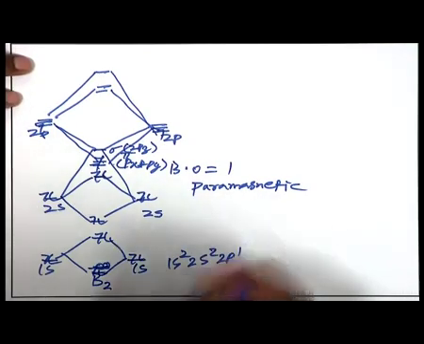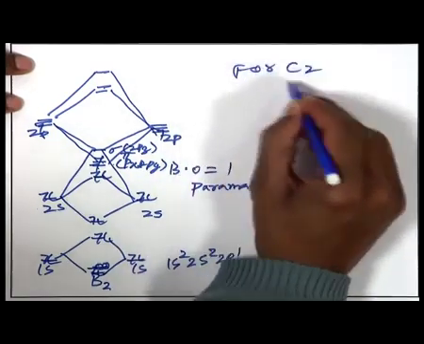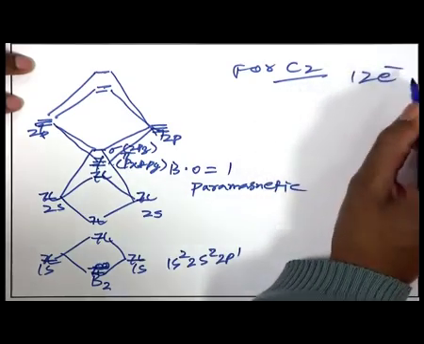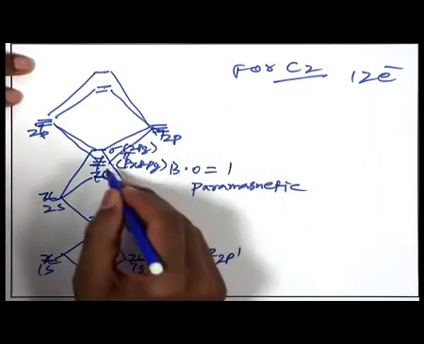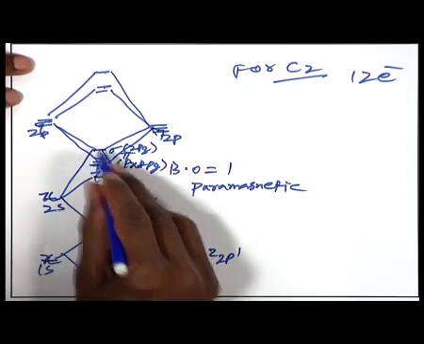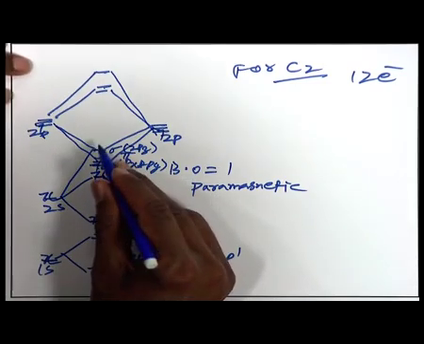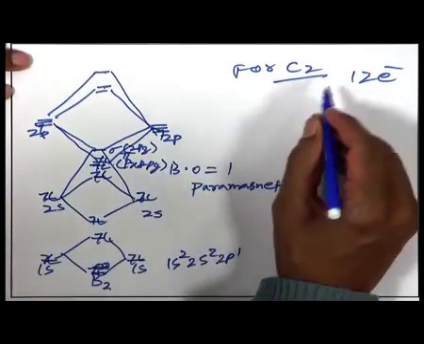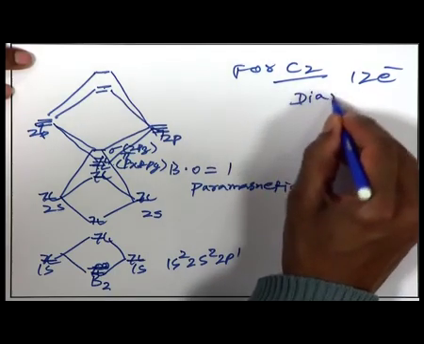In the same way, you can fill up the diagram for C2. Here the number of electrons is 12. Already we filled up 10 in this diagram, then 2 more will go here. Now, when you fill up these 2, because this is higher in energy, it explains that C2 is diamagnetic.